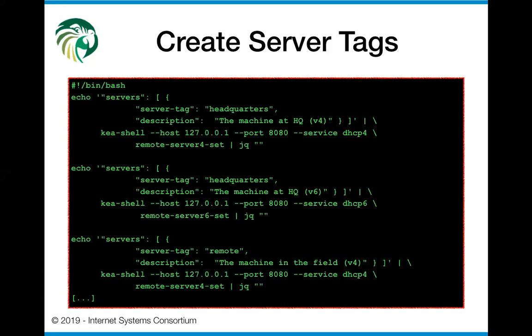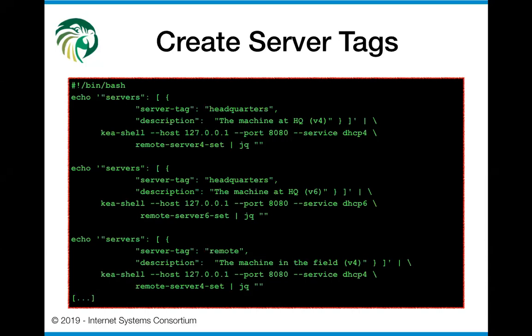We're talking to localhost, 127.0.0.1, on port 8080. This configuration option is being specifically given to the DHCPv4 server, and the command we're giving it is remote-server4-set, sending that through jq, again, to format the output. The first one is for remote-server4, the second one is remote-server6, and the third one is remote-server4. The fact that we have 2 remote-server4s is because the first one is for a machine called headquarters, and the last one is for a machine called remote.